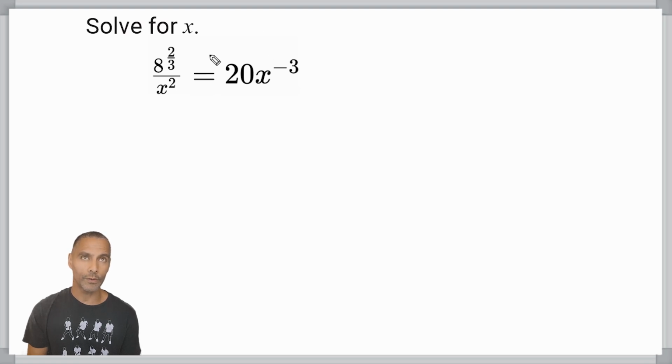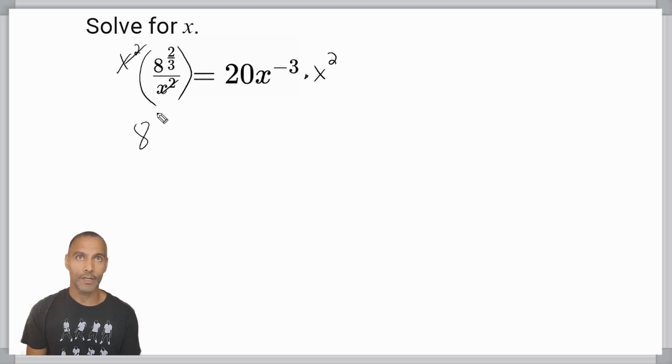So what we're going to do is start by getting our variable on the same side of our equation. So you can see that we're dividing by x squared. So we're going to multiply both sides by x squared. Now on the left-hand side, our x squares cancel out. And that leaves us with 8 to the 2/3 power on the left. And on the right, we have 20x to the negative first power.